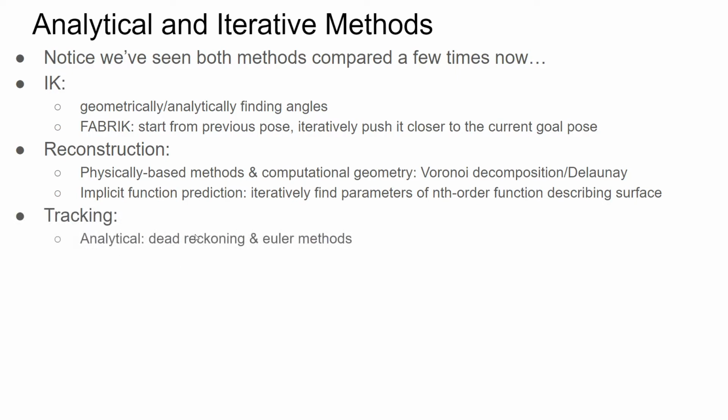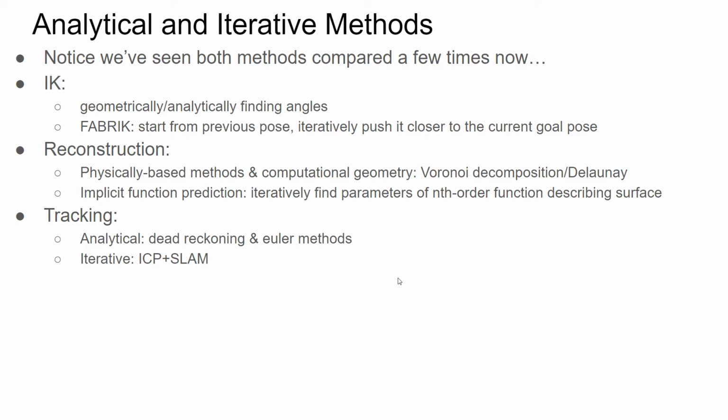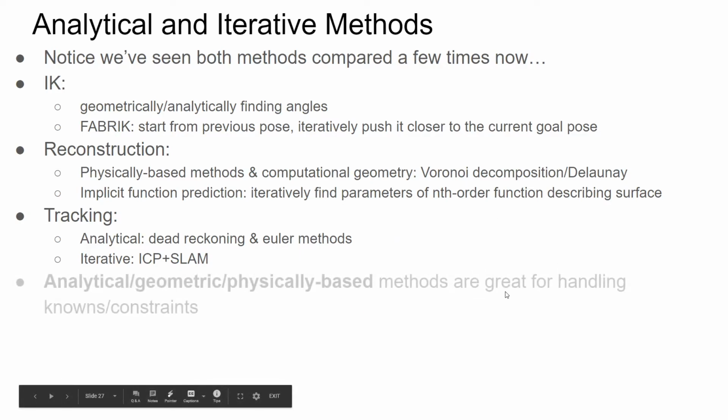In tracking, we've seen analytical methods like the Euler method and dead reckoning, but you also have iterative methods like ICP and SLAM, which iterate and try to figure out how to align the two point clouds. But you can get some assistance from the analytical method by using IMU data and things like that, which give you a rough estimate of how far those point clouds should be from each other based on how much you've rotated or translated.